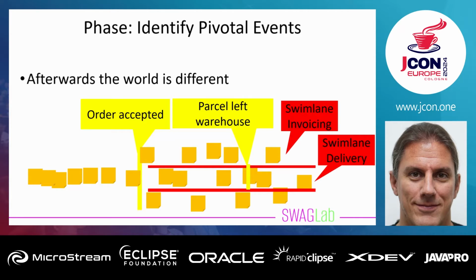So for example, you might want to make sure that the stuff is actually really paid. So, you know, you can maybe pack it up and put it somewhere, but it doesn't leave the warehouse until it's actually paid for, because then you can't easily get it back. So these are pivotal events. Afterwards, the world is different and things have become different.